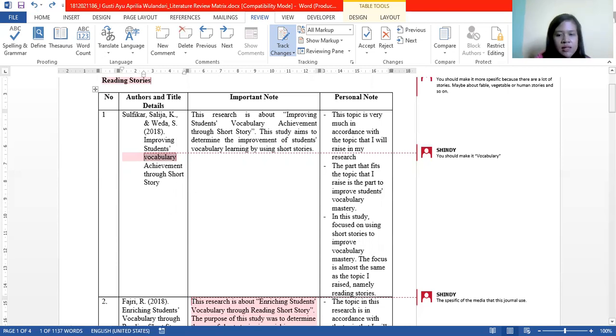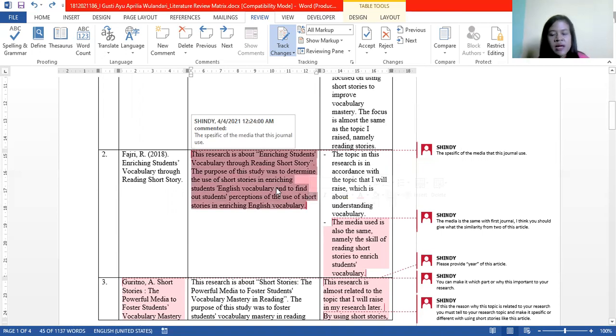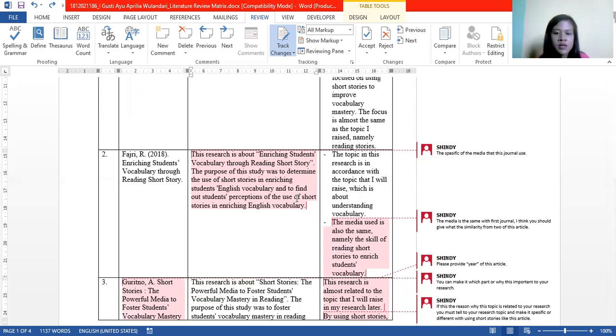And then the second one, the important note here: maybe you can make it specific about the media that they use. Maybe this is about a short story, but what strategy or what media do they use? Because I already looked at all of your articles, which is 10 articles. You don't mention the specific media that they use, because I believe that every article or every research has a different, specific strategy or media that they use.